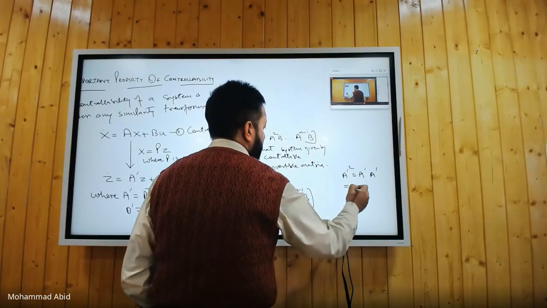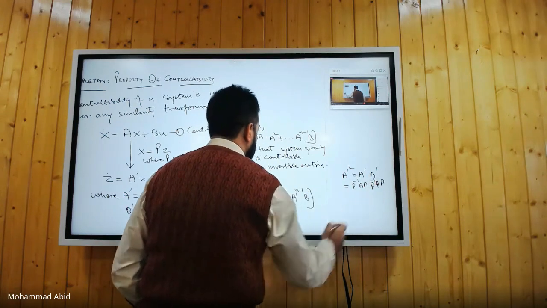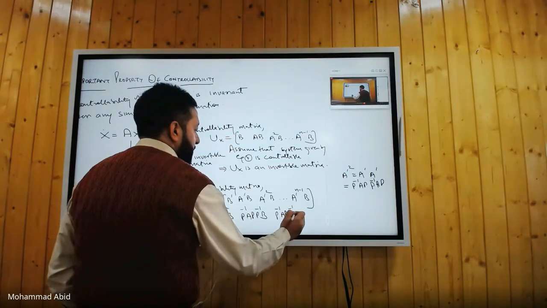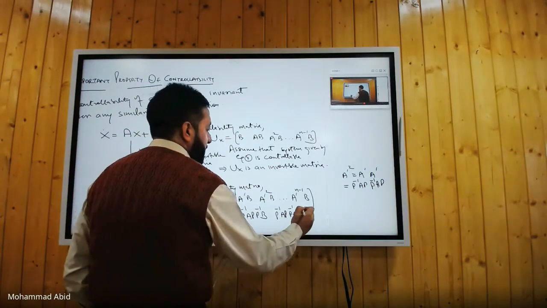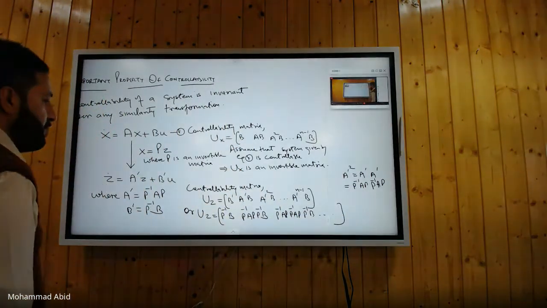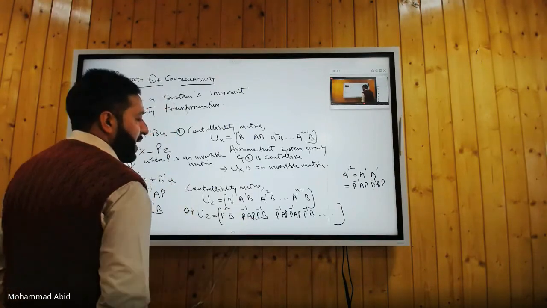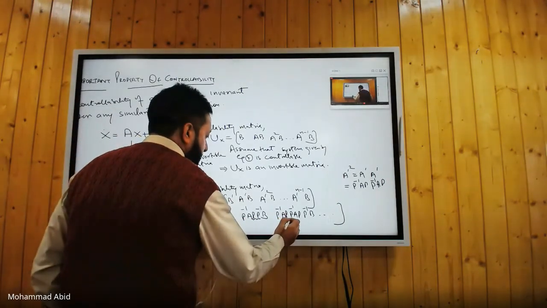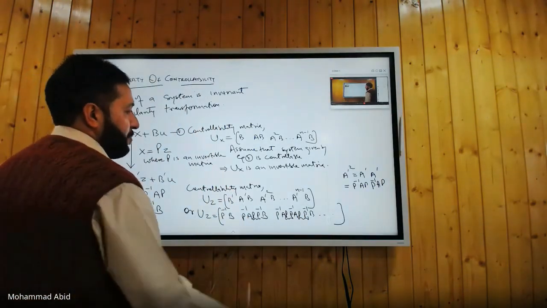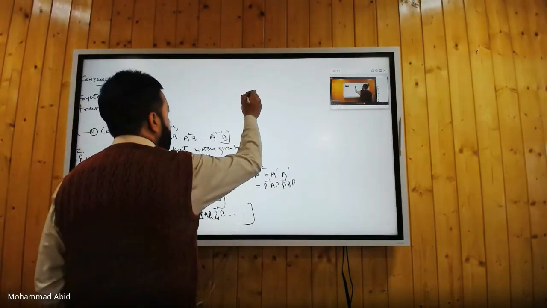Now A dash I can write as P inverse of AP and A dash this also I can write as P inverse of AP. So A dash square की जगह मैं लिख सकता हूँ P inverse of AP दो बार. P inverse of AP, then B will be P inverse of B and so on like this. Is that okay? Now P is an invertible matrix. So P into P inverse is equal to I, because P is an invertible matrix as per the definition of similarity transformation.